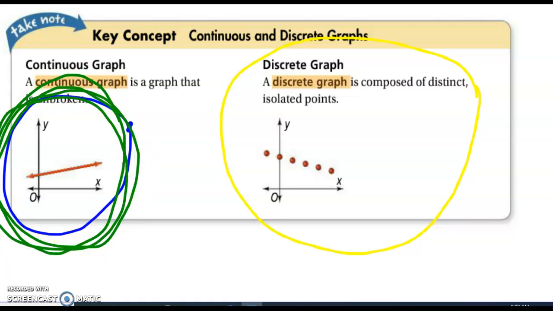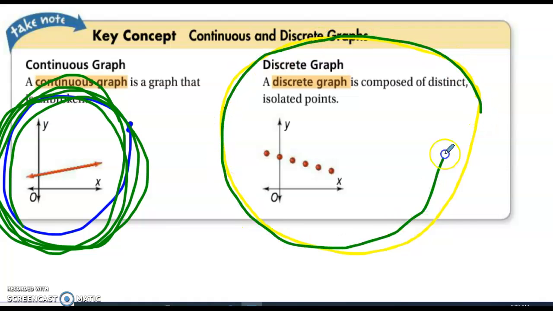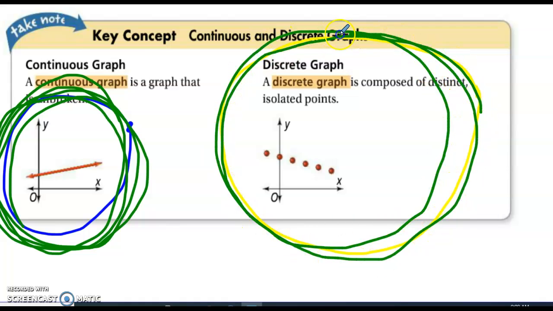All right, so lesson for today: if you can connect all the dots in between your 2 points, it is continuous and you would make it a line. If you cannot connect all the dots, every single one of them in between, then you do not connect the dots, and that is called discrete.